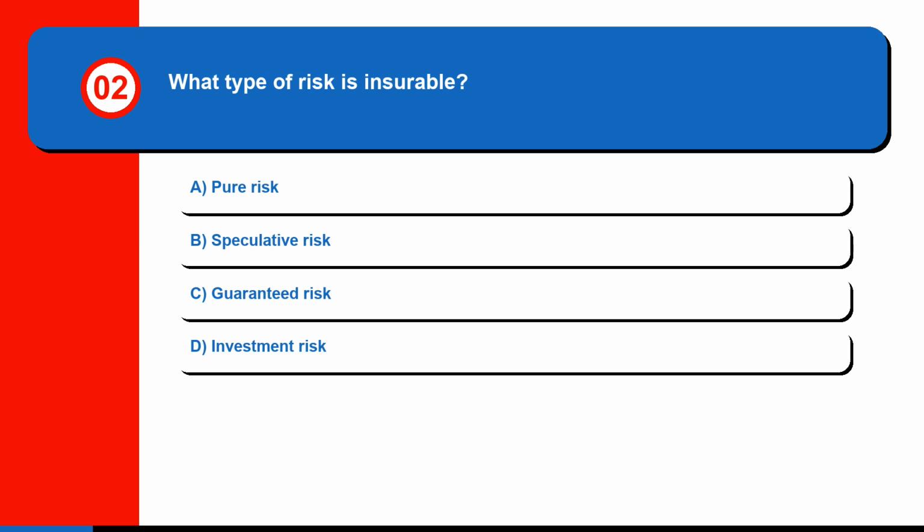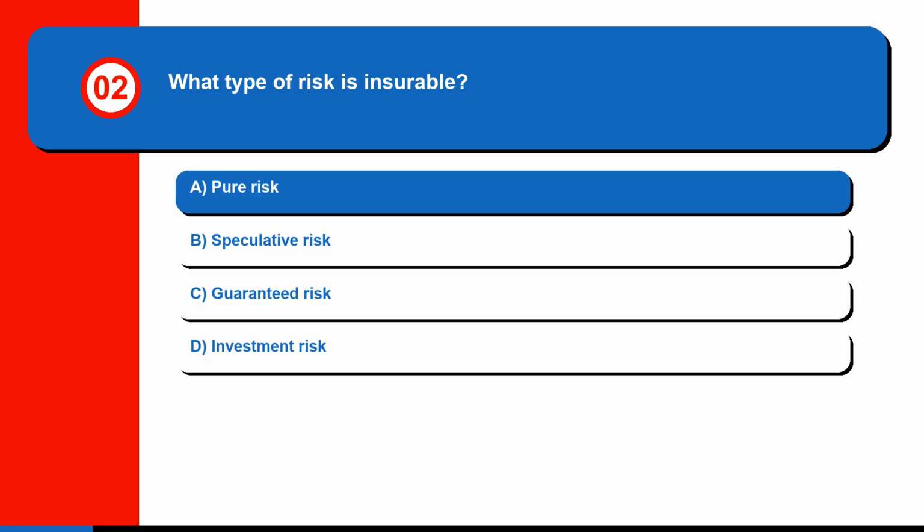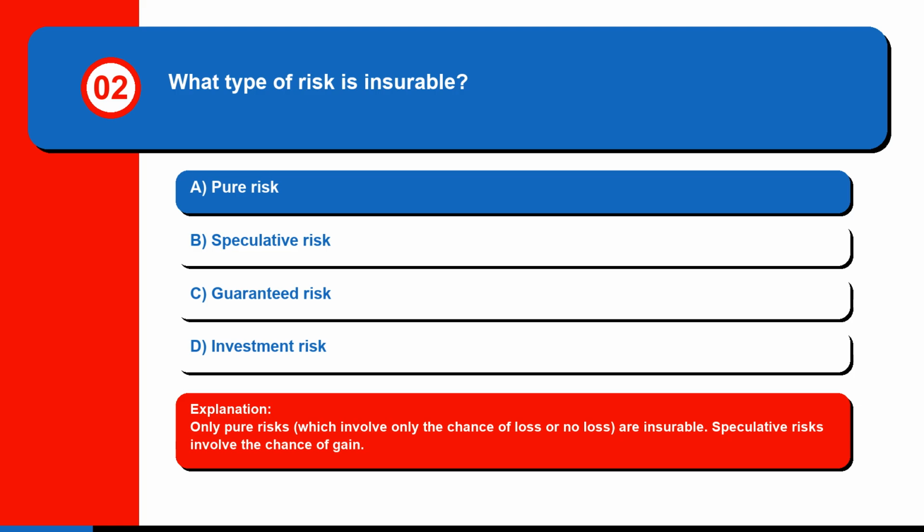Question 2. What type of risk is insurable? A. Pure risk, B. Speculative risk, C. Guaranteed risk, or D. Investment risk. The correct answer is A. Pure risk. Only pure risks, which involve only the chance of loss or no loss, are insurable. Speculative risks involve the chance of gain.